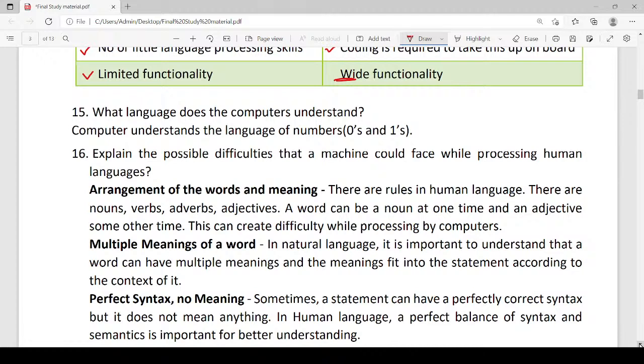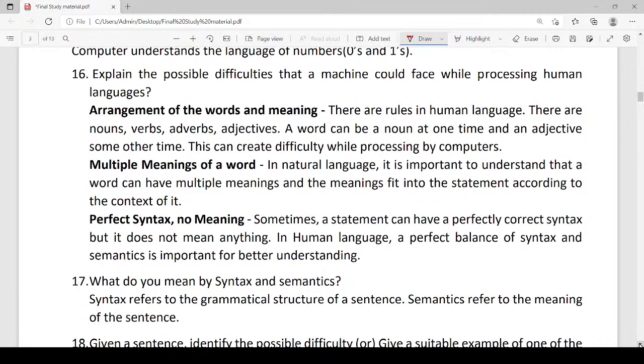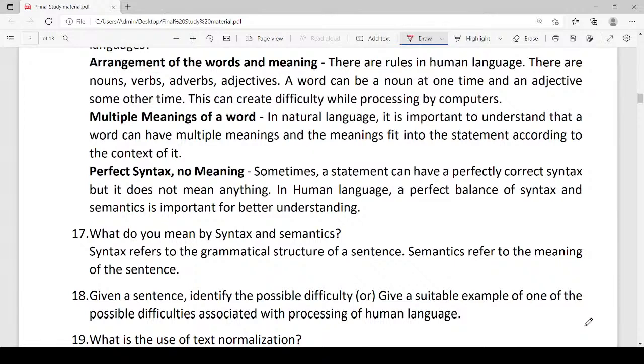And what do you mean by the term semantics now? You've exactly said what you mean by syntax. Now what is semantics? Yes, the meaning of the sentence. Exactly, Rihanna, Ritu. All of you have given the right answer. So syntax refers to the grammatical structure of the sentence and semantics refers to the meaning of the sentence. Now I've simply put here that you may also get a question for the possible difficulty.